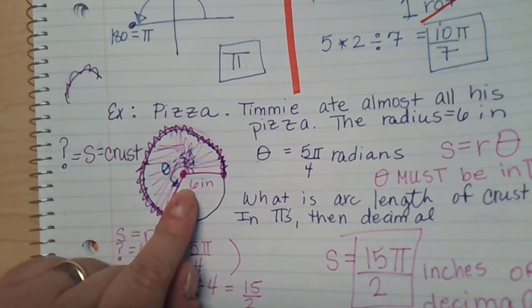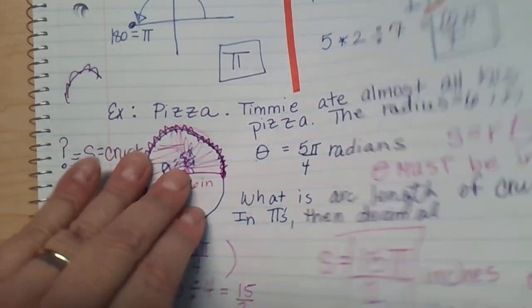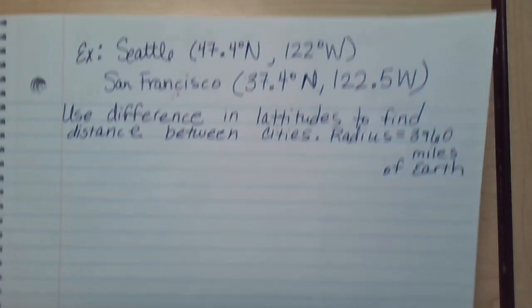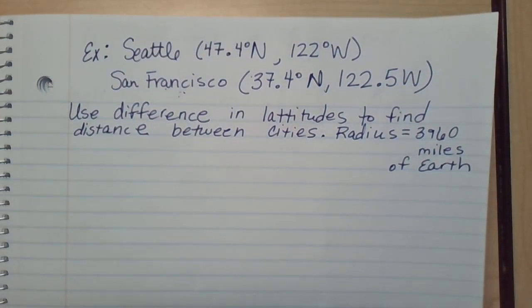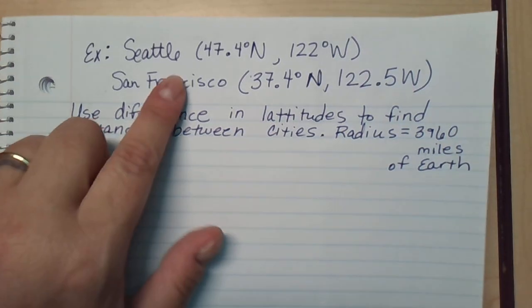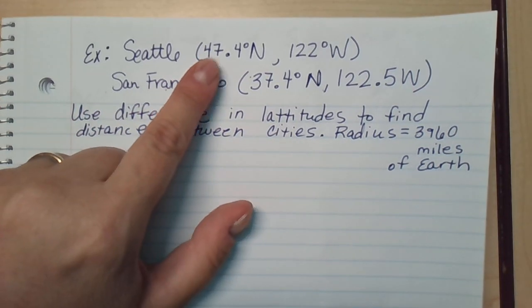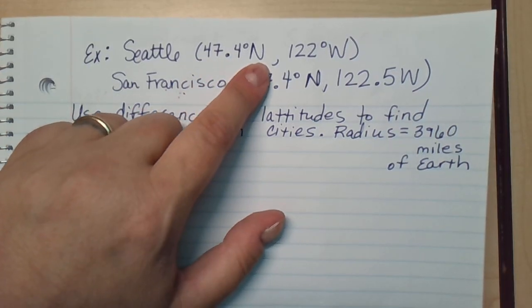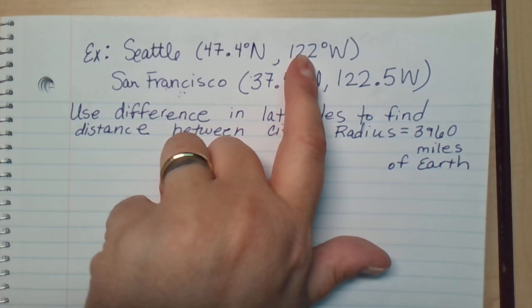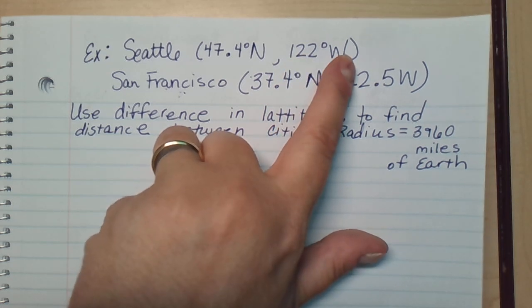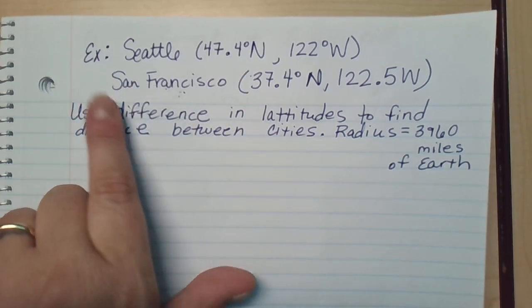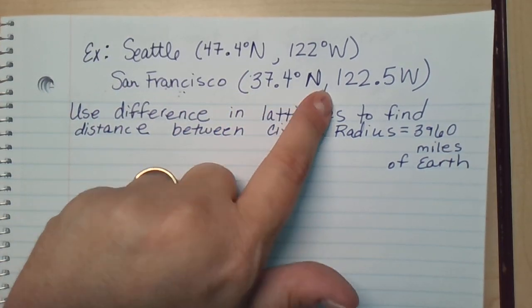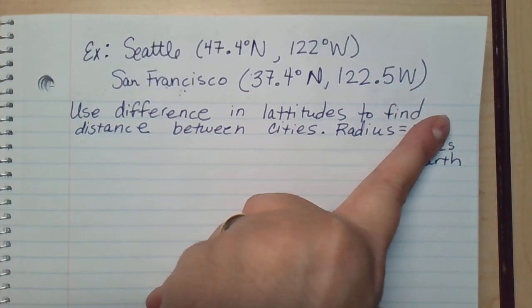We're still going to use the same formula, S equals R theta, but instead of talking about a two-dimensional circle, like a pizza, let's talk about a three-dimensional circle, as in a sphere. And when I say a sphere, I mean Earth. Let's pretend that Seattle has the GPS coordinates of 47.4 degrees north latitude, comma, 122 degrees west longitude. And San Francisco is at 37.4 degrees north and 122.5 degrees west.